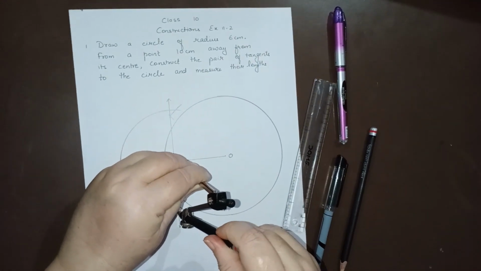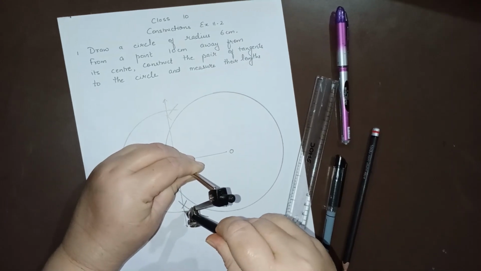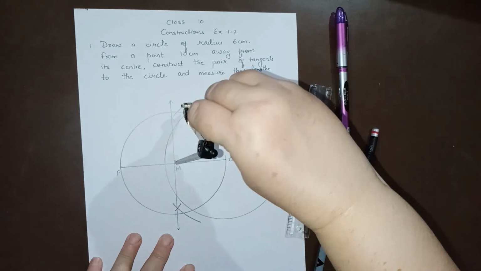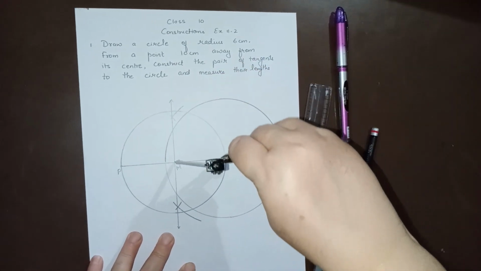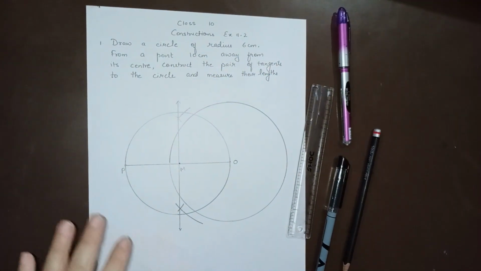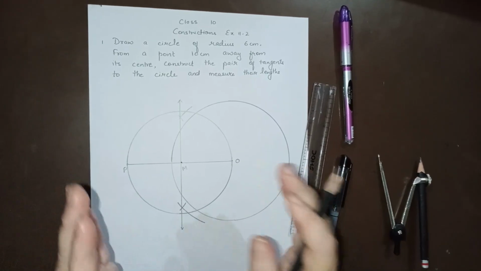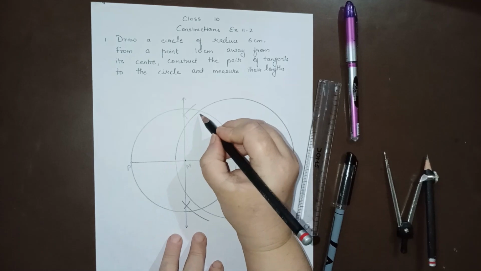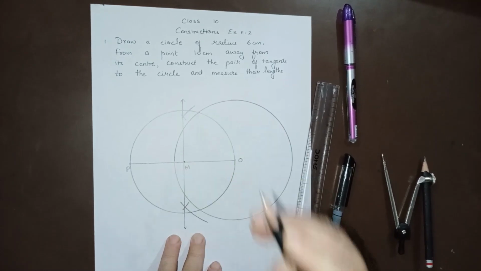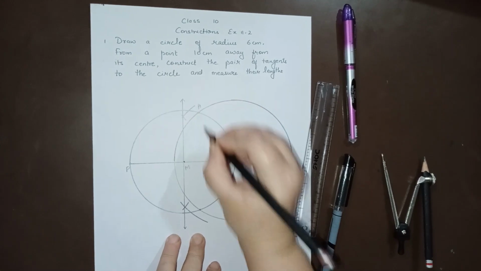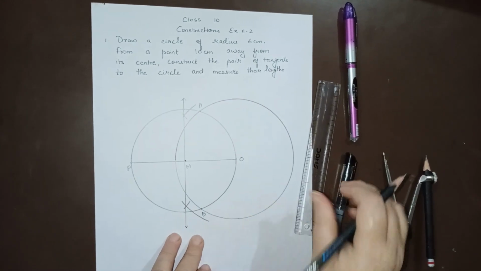Since M is the midpoint of OP, as I have drawn the perpendicular bisector of OP. Now you can see this new circle is intersecting our original circle at 2 points. One is this, one is this. Let me take the points as A and B.